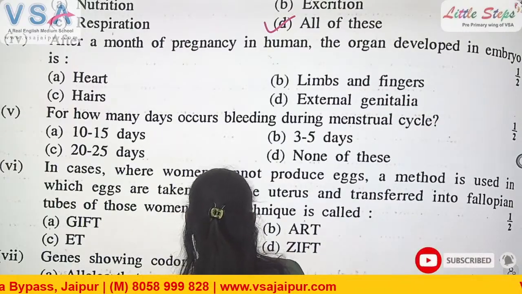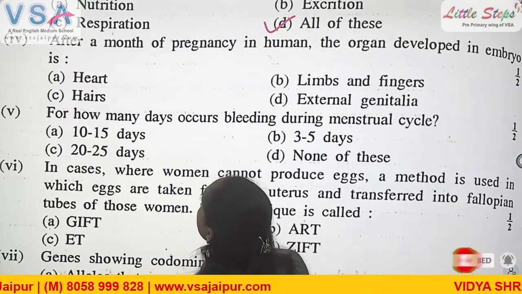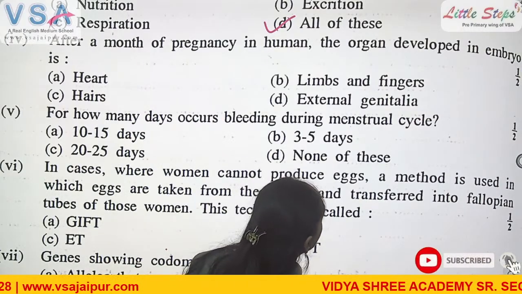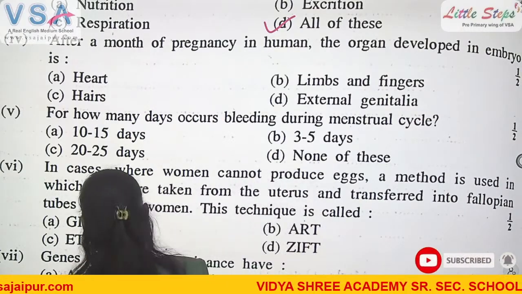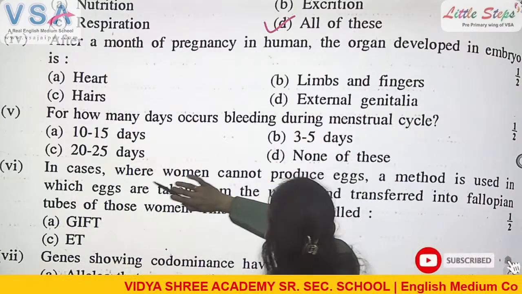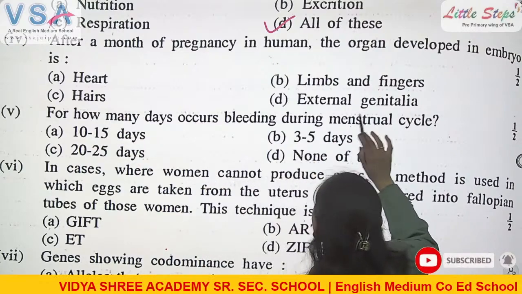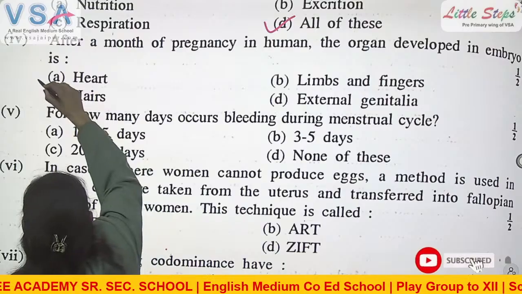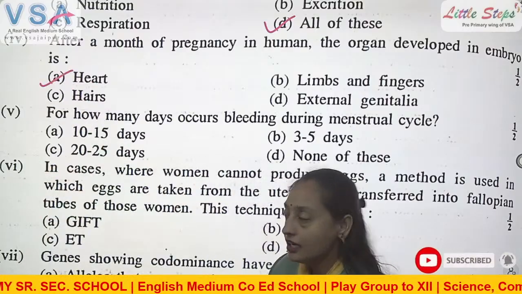Now, the next is, after a month of pregnancy in human, the organ developed in embryo is. तो कौन सा organ develop होता है? Heart, limbs and fingers, hair या external genitalia. So what is the right answer? Option A, heart. This is the right answer.